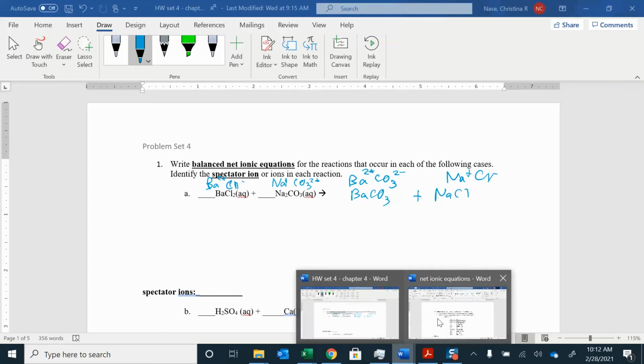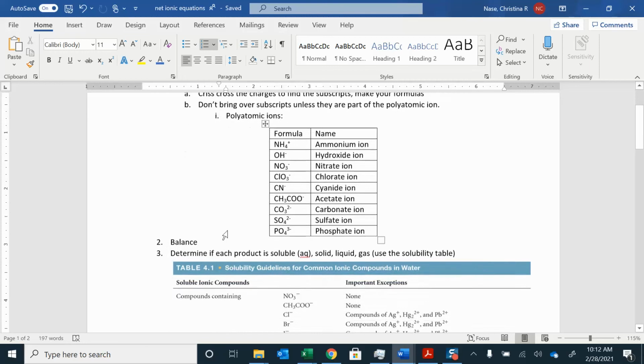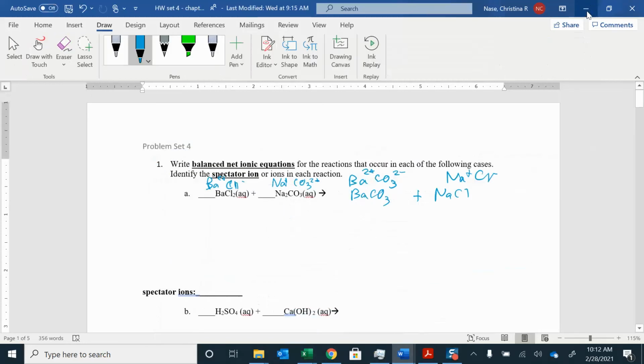All right, so just going back to these rules, I determine my products, write my cation, anion, I crisscross, make my subscripts. That's my formula. I didn't bring over the subscripts unless they were part of the polyatomic ion, and now I have to balance. Okay, so now I'm going to balance. I've got 1 barium, I've got 1 barium. I've got 2 chlorides, so I'm going to put a 2 in front of here, which also gives me 2 sodiums, which is good because I have 2 sodiums over here. I've got 1 carbonate, 1 carbonate, done, balanced.